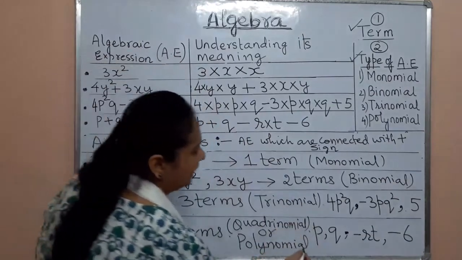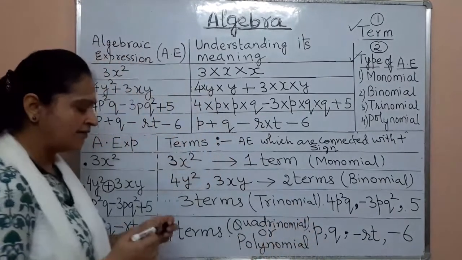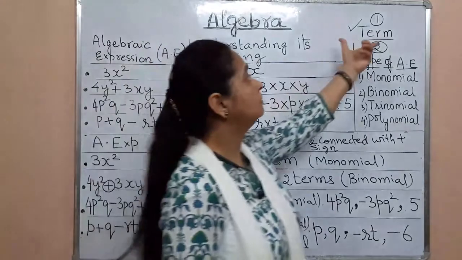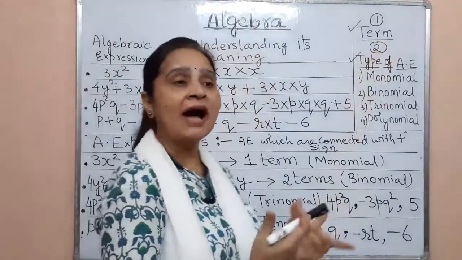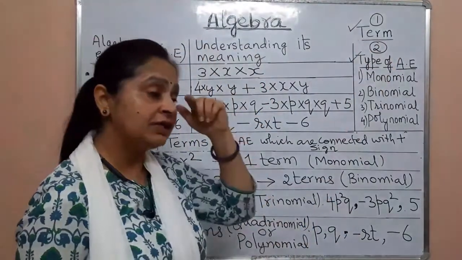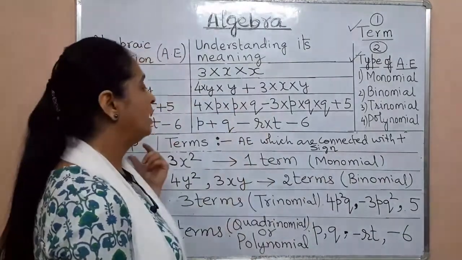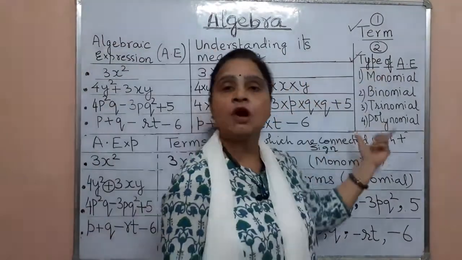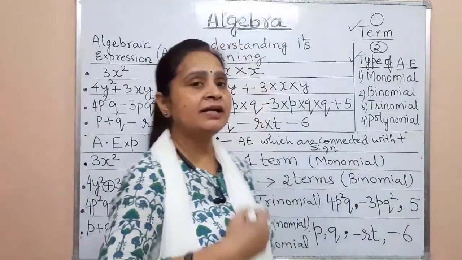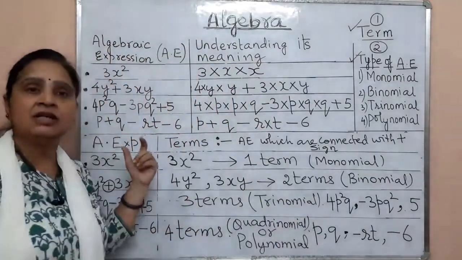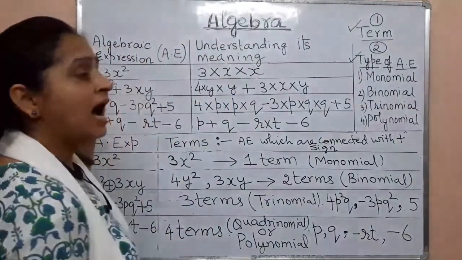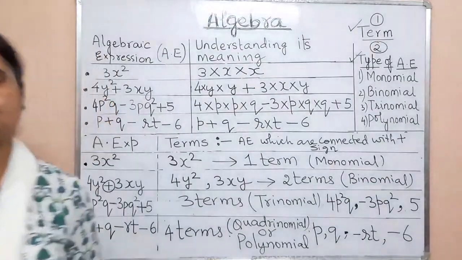So here in this section we have understood the term, how do we find the term, how do we decide how many terms are there, what are terms, and type of algebraic expression. In our next section, we will be studying what are variables and what are constants.